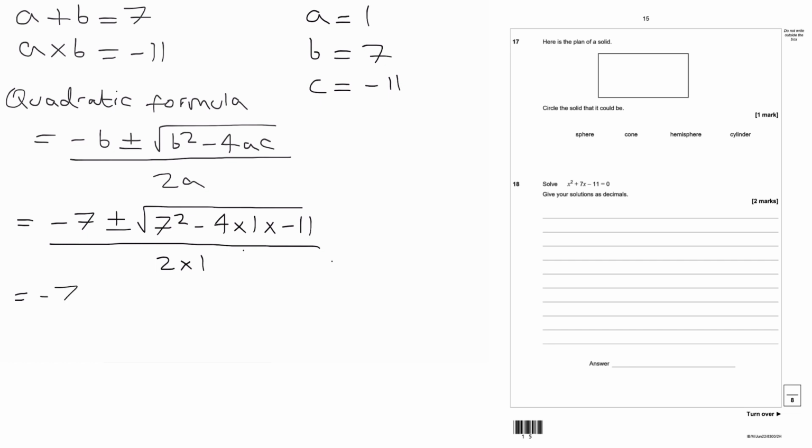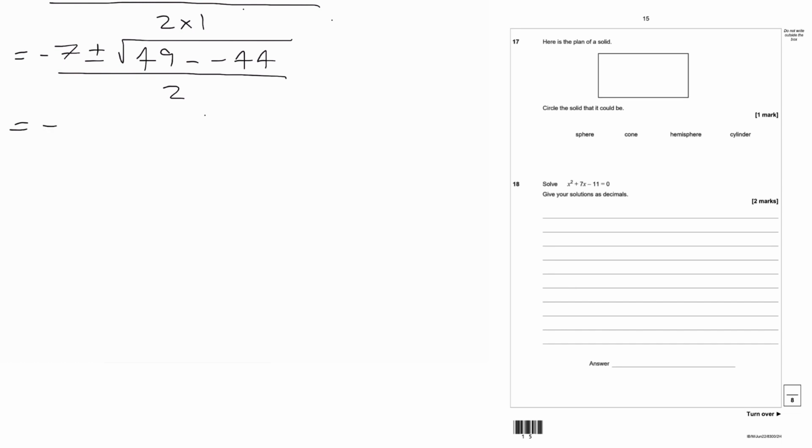So that gives us minus 7 plus or minus the square root of 49 minus, and we have 4 times 1 times minus 11, which is minus 44. So this is 49 minus minus 44. So these become a plus, and this is over 2.